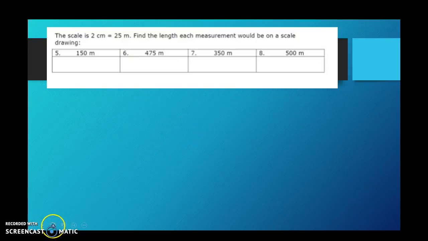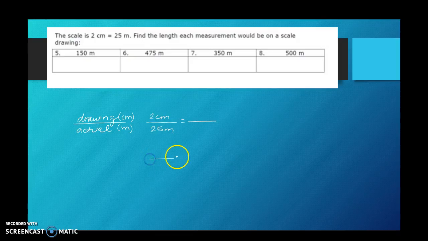All right, guys, so we're going to do the same thing that we did on the last one and apply it here. The difference is they're giving us the actual. So again, we're going to write drawing over actual. And if we look at our scale, it's saying centimeters over meters. So the scale they gave us was 2 centimeters is equal to 25 meters.